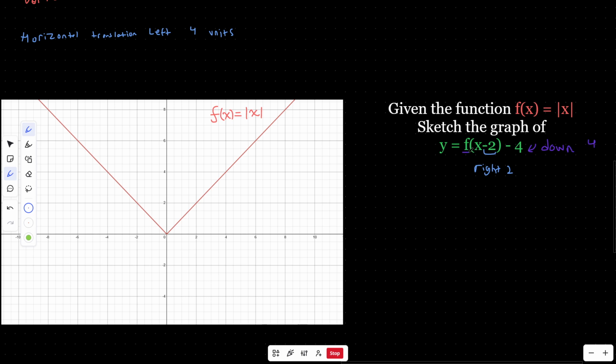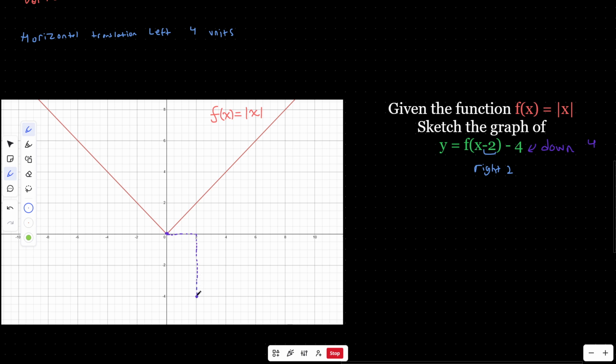And since this is our same function f, all we're doing is we're transforming this base parent function, f of x equal to absolute value x. We're just transforming that right 2 units and down 4 units, right? So let's do that really quickly. So I'm first going to draw out where it's actually going to go. So let's use our base points. So we have the point 0, 0 here. Basically, we're going to transform that right 2 and down 4. So we go right 2 units, and we go down 4 units.